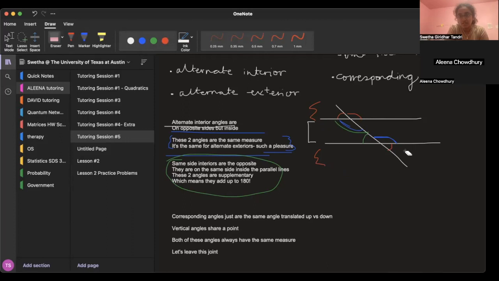I'll leave these here. Just know that these two are a pair and these two are a pair. It might be a bit confusing because I used the same color for both, but hold on. Let me just erase one of them.